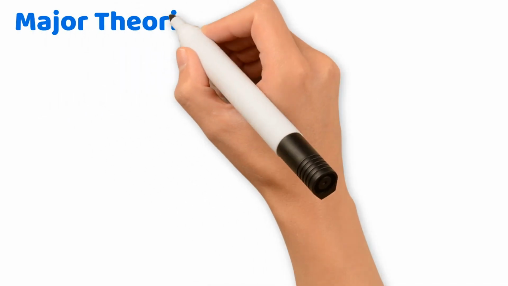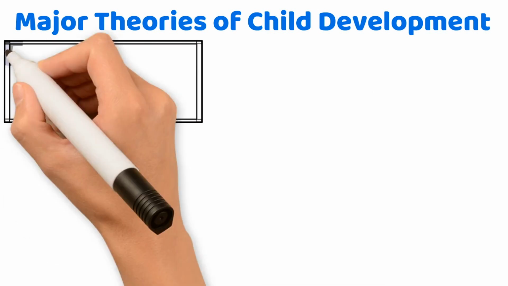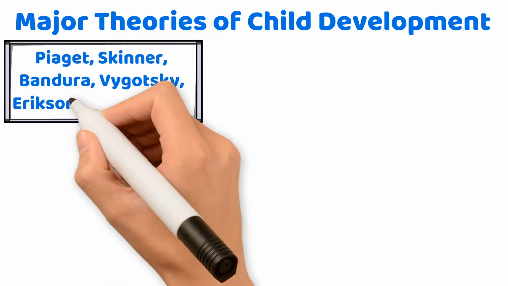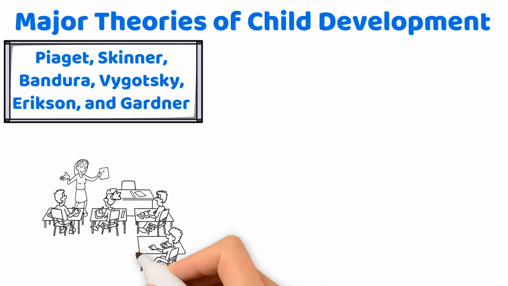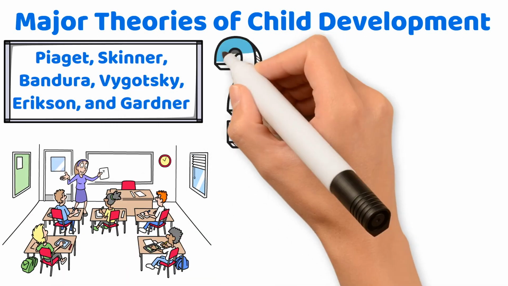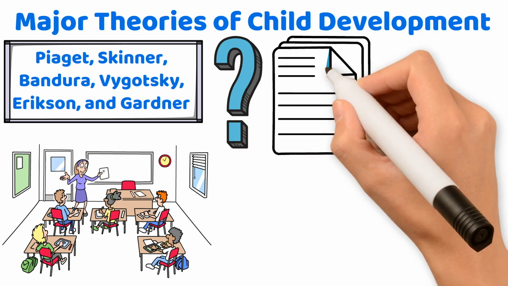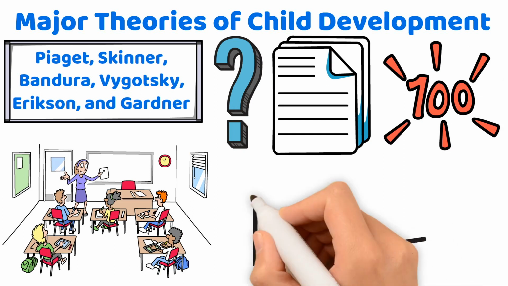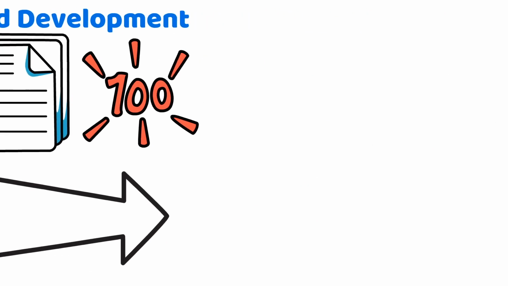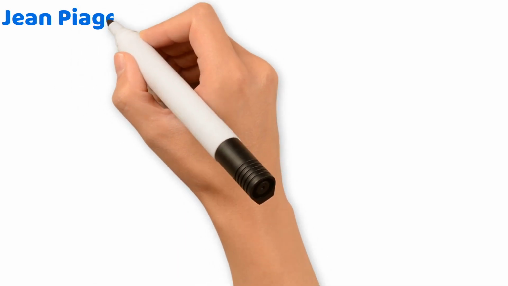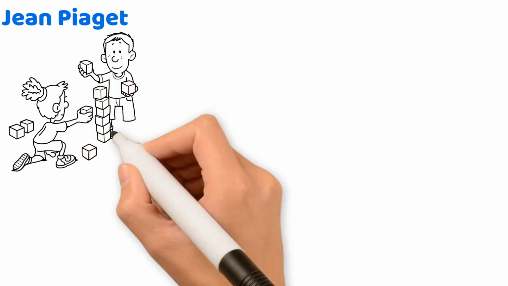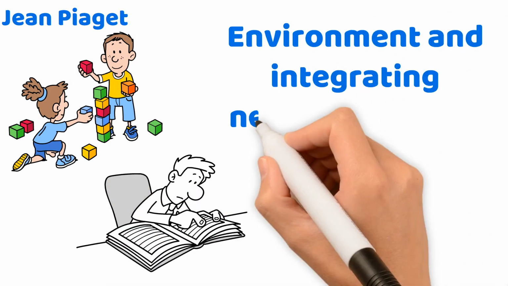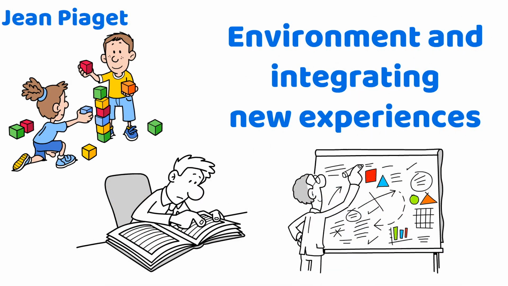Major theories of child development. Familiarity with developmental theories by Piaget, Skinner, Bandura, Vygotsky, Erikson, and Gardner will equip you to address diverse learning needs in the classroom. Questions on your exam may relate to applying these theories to real classroom scenarios, so let's get you 100% prepared for test day. Here's a brief introduction to each theorist's core belief. 1. Jean Piaget found that children actively construct their own cognitive worlds, learning through interaction with their environment and integrating new experiences with existing cognitive structures.